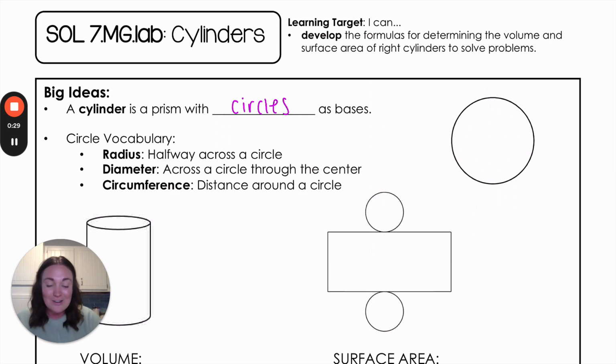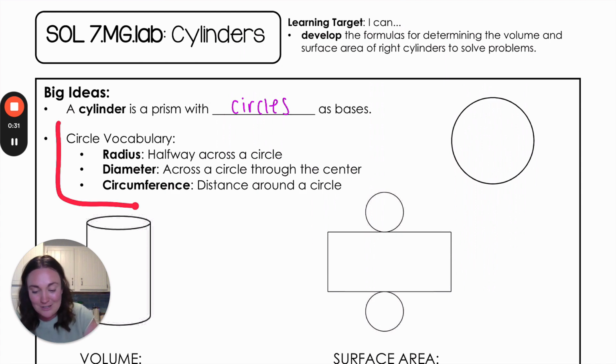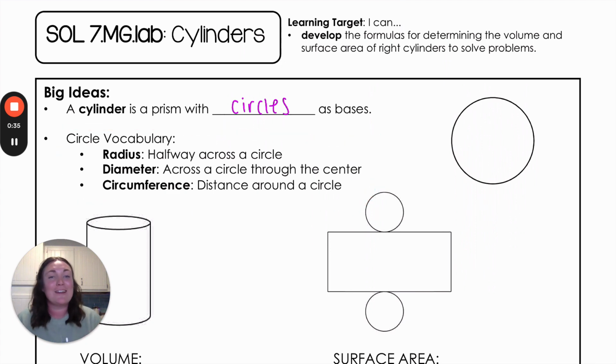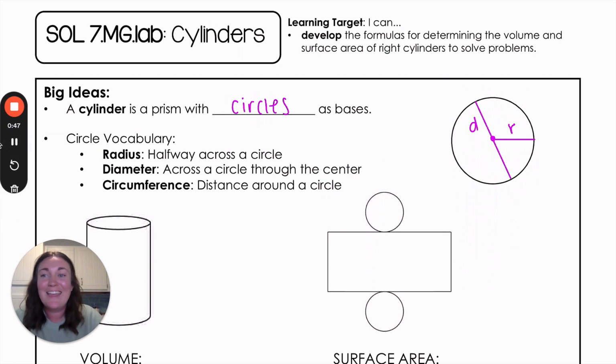Because circles are such a big part of our cylinder, we need to review some circle vocabulary, starting with a radius. Radius is from that center point out to any point in the circle, so it's halfway across the circle. You can see our radius labeled over there. Now our diameter is all the way across the circle through that same center point. And you can see our diameter labeled right over there as well.